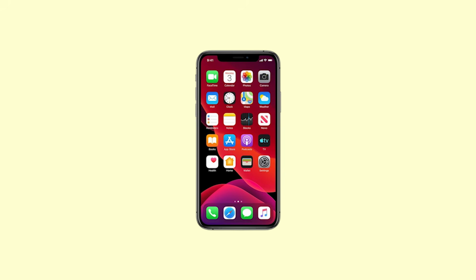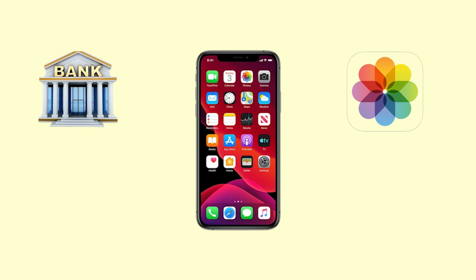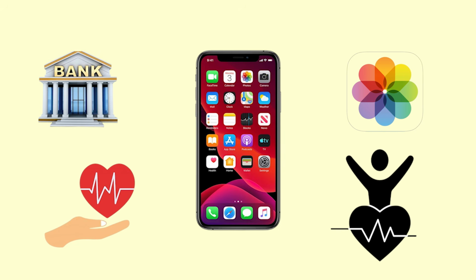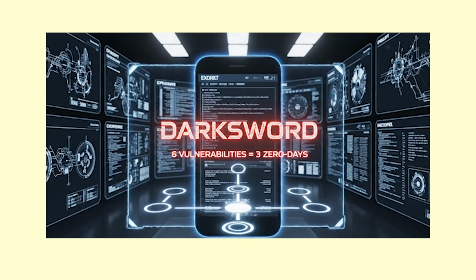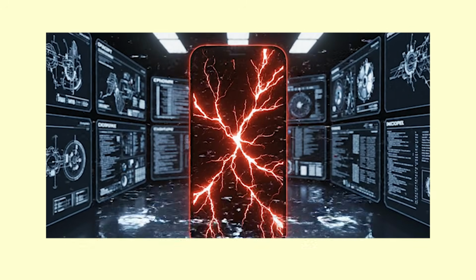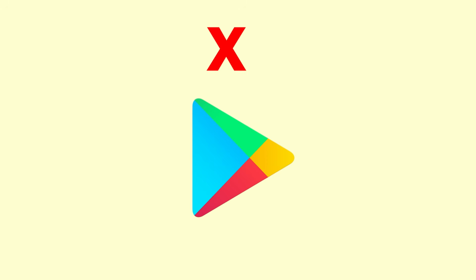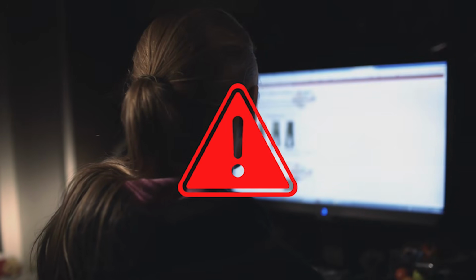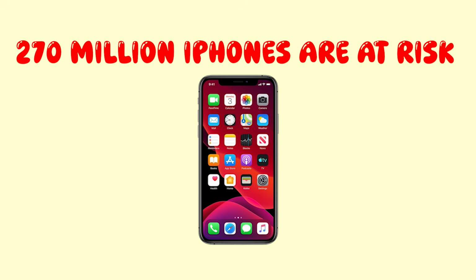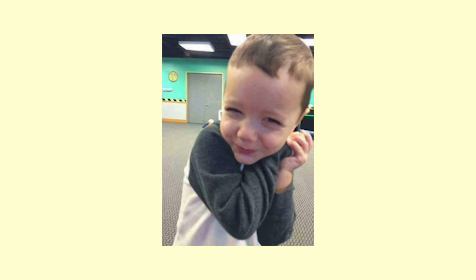Your iPhone, the device you trust with your banking, your photos, your health data, your entire life, might already be compromised. Google just exposed an iOS exploit chain called DarkSword that uses 6 vulnerabilities, 3 of them 0 days, to achieve full device takeover. No app install needed, no suspicious link to click. Just visit the wrong website and you're done. 270 million iPhones are at risk. Let me explain exactly how this works.